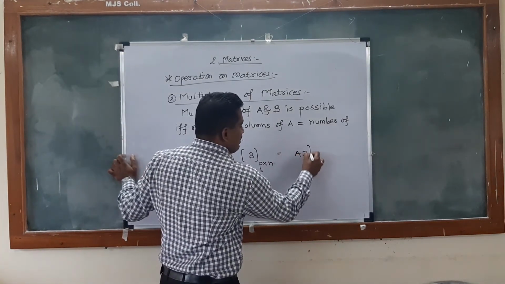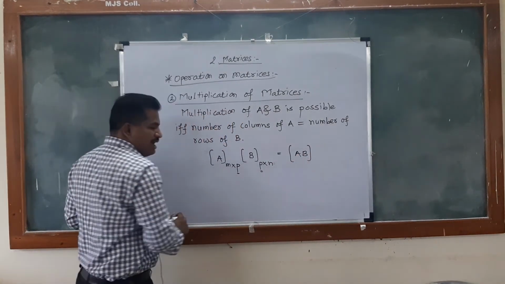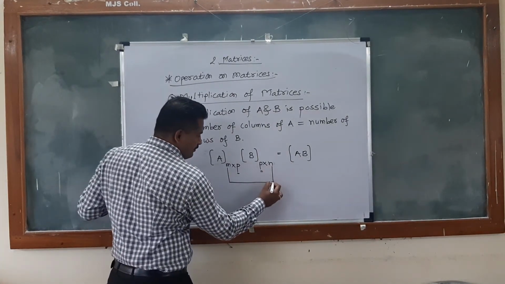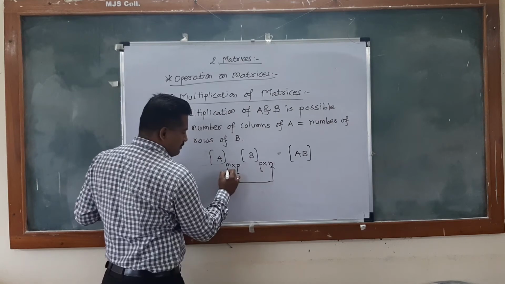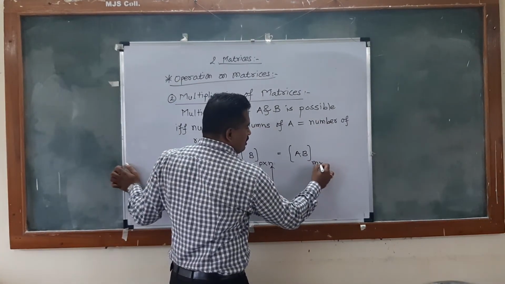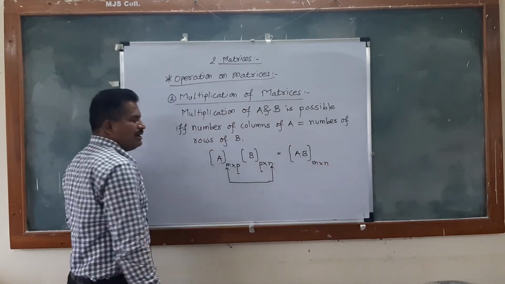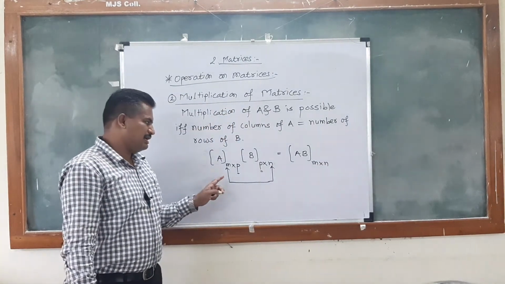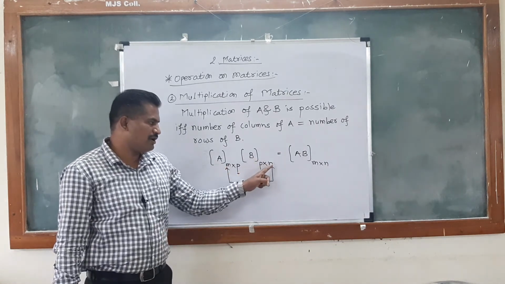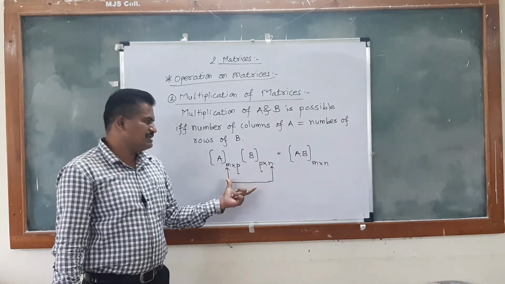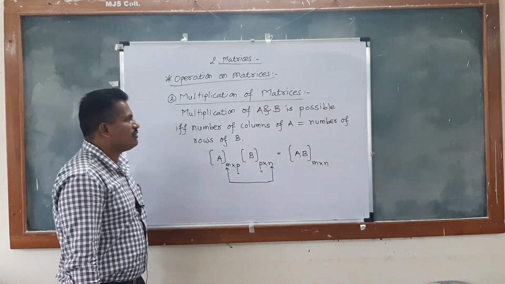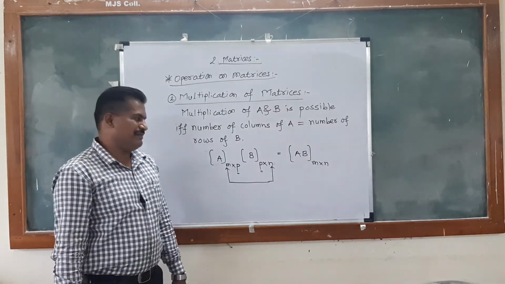And the resultant matrix AB has order m by n. That means the number of rows of A and the number of columns of B together give the order of the resultant matrix, which is the multiplication of the two matrices A and B.